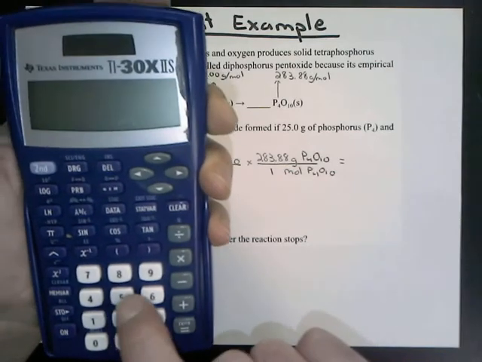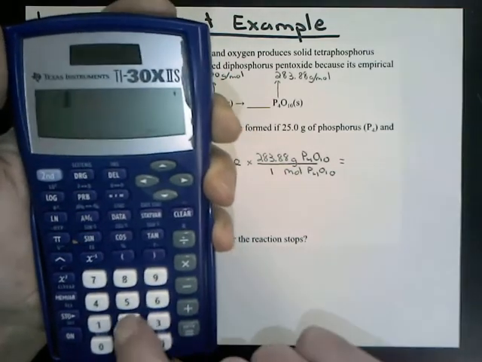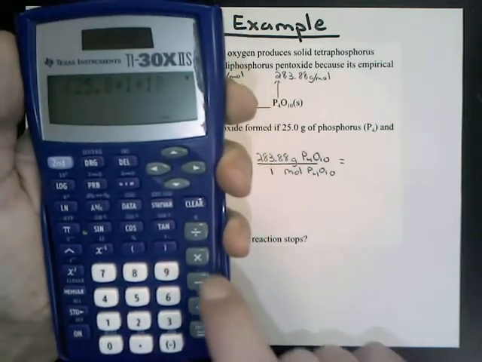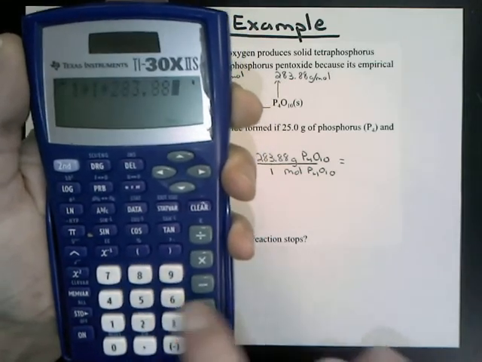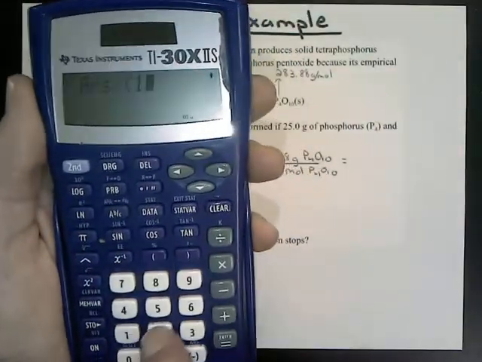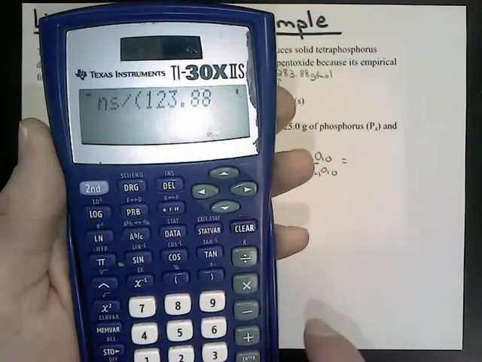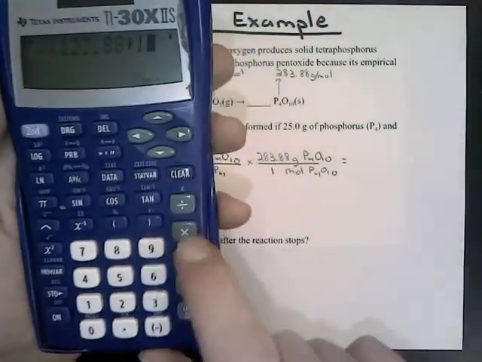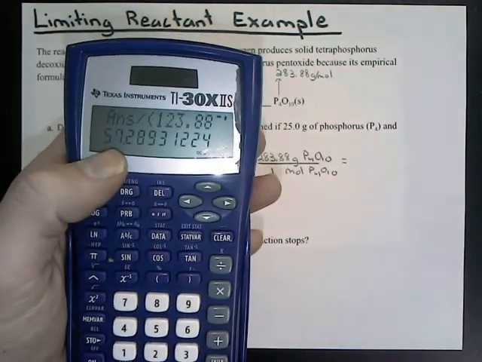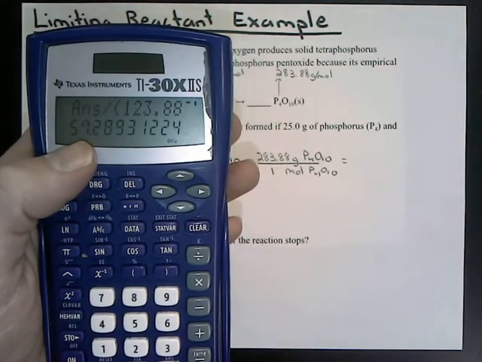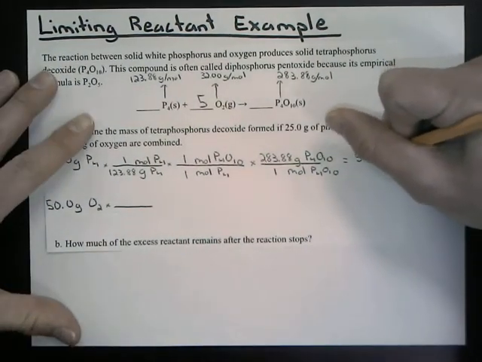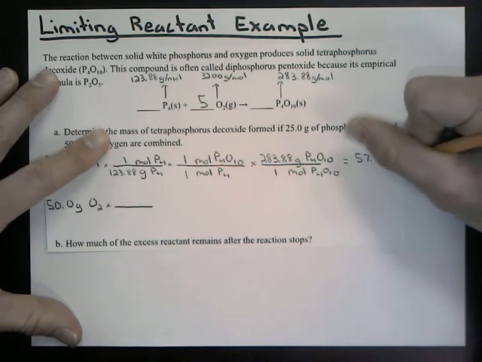So we have 25.0 times 1 times 1 times 283.88. Press enter. I divide this by 123.88 times 1 times 1. I press enter. I get a value to 3 significant digits of 57.3 grams of P4O10.